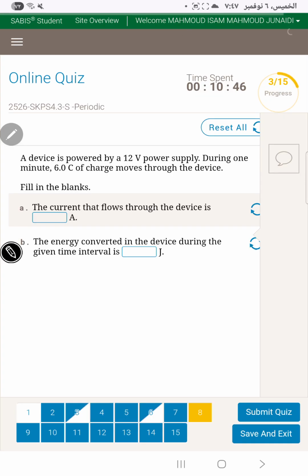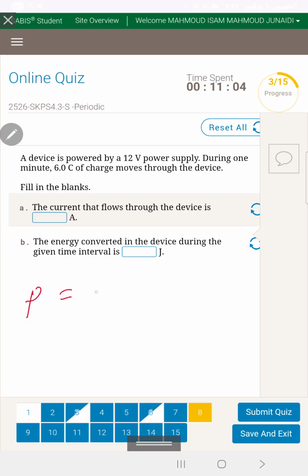Question number 8 now. A device powered by a 12 volts power supply. During 1 minute, 6 coulomb of charge moves through the device. The current that flows through the device is. So here we have got to use another formula. Power is equal to VI. The power is given here. The voltage is given. And we want current.